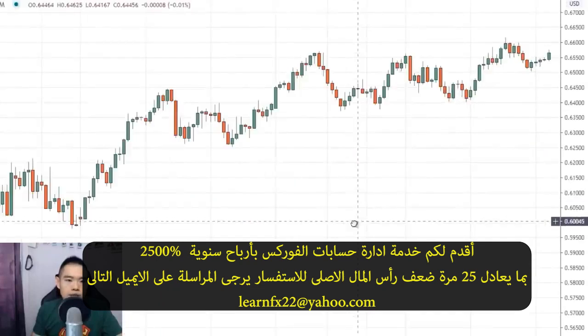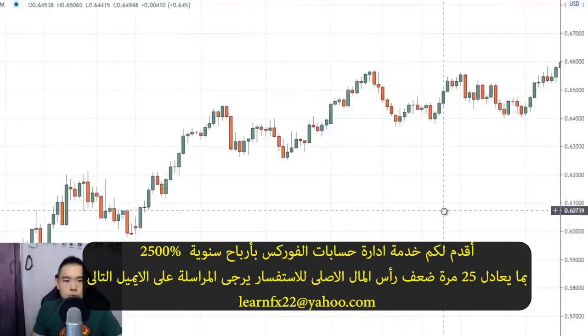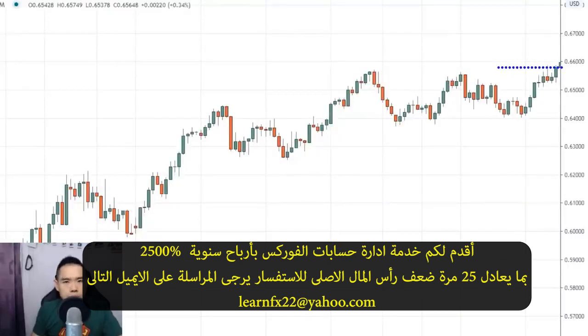Another example. Let's say the Aussie against the dollar, the 8-hour time frame. At this point, you can see that you have a series of higher highs and higher lows. So let's say you bought the breakout of these highs. Now let me ask you, at which price point on the chart would you know that your breakout has failed?